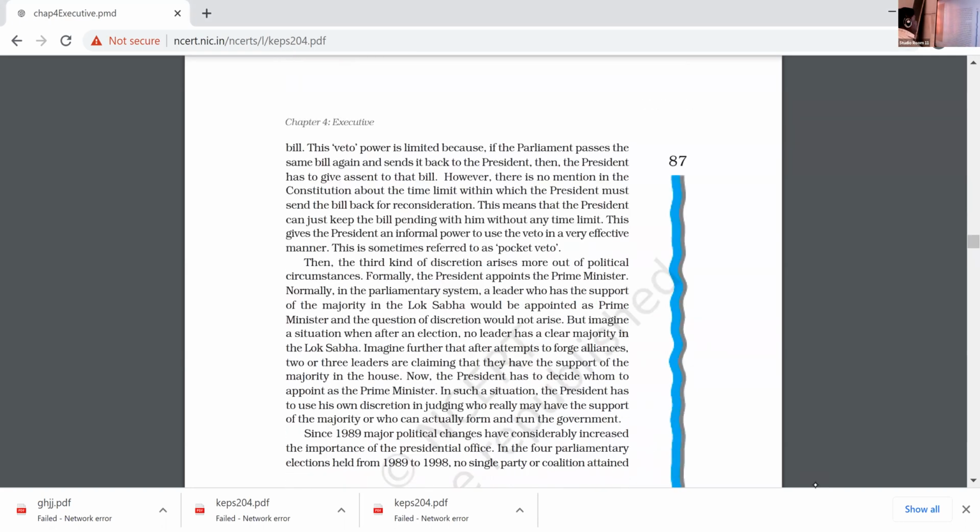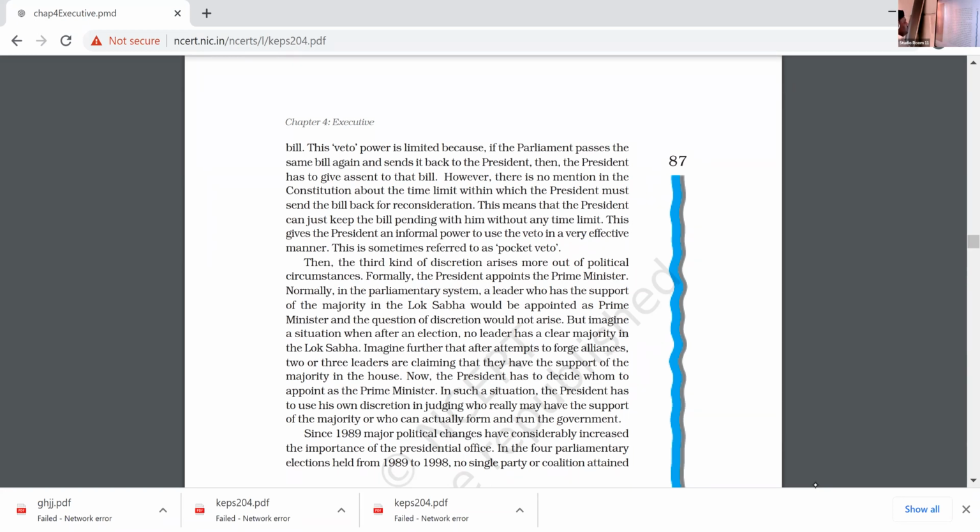Okay, reconsider the bill. This veto power is limited because if the parliament passes the same bill again and sends it back to the president, then the president has to give assent. I mean, he has to agree. However, there is no mention in the constitution about the time limit within which the president must send the bill back for reconsideration.